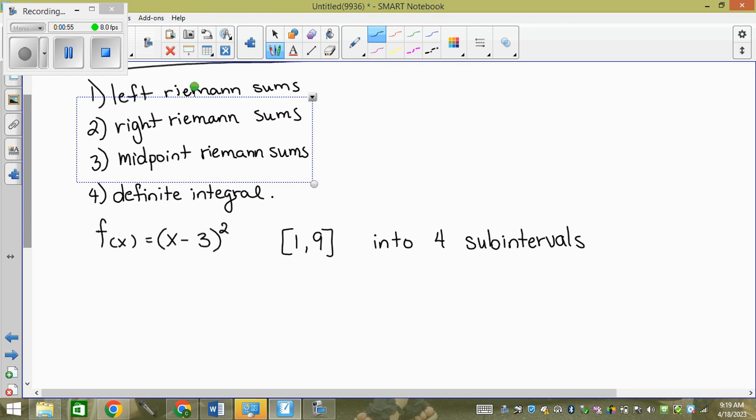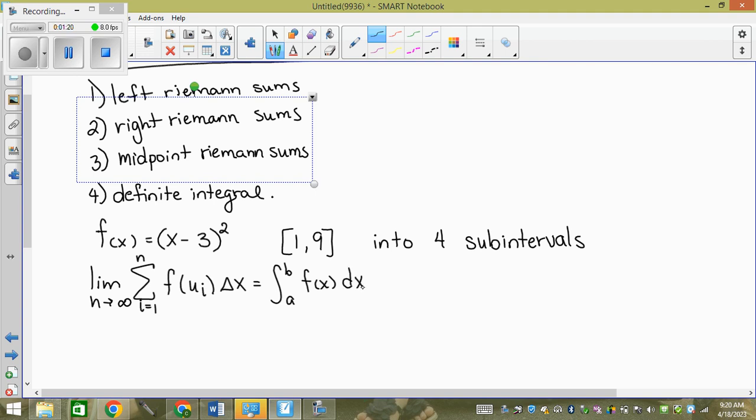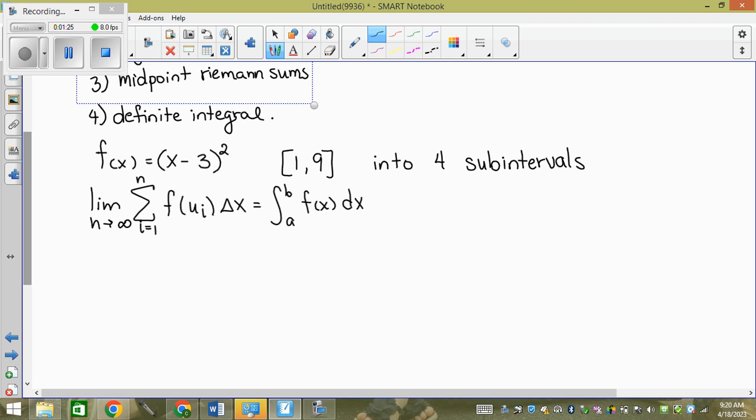So what we use is this: the limit as n approaches infinity of the sum from i equals 1 to n of f of u_i times change in x. Yes, quite literally a for loop. The reason they use this is that this is the Riemann sum.